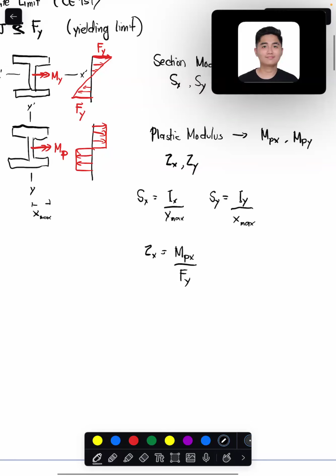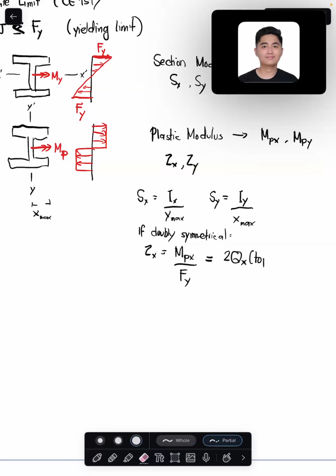Pero actually, there's another way to deal with this. Pwede mong sabihin na if ito only on the condition na if doubly symmetrical yung section mo, this can be equal to 2 times QX ng top. Sorry. Burahin ko lang. Hindi yung dapat subscript yan. Top. What do we mean by Q sub X?